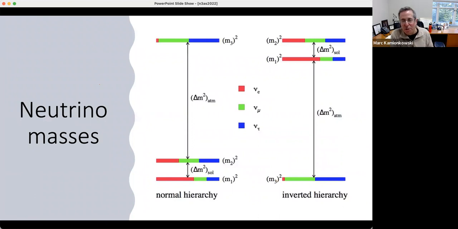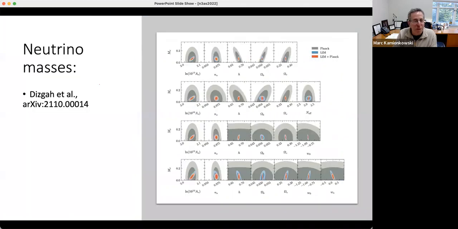I do want to mention that there have been investigations about how line intensity mapping could be used in determining neutrino properties. It was investigated in this paper by Disgas et al. last year, showing how the combination of line intensity mapping, in blue, with Planck, in gray, could be used to constrain neutrino masses, the overall neutrino mass scale. So you see that intensity mapping offers the prospect to provide very useful information.